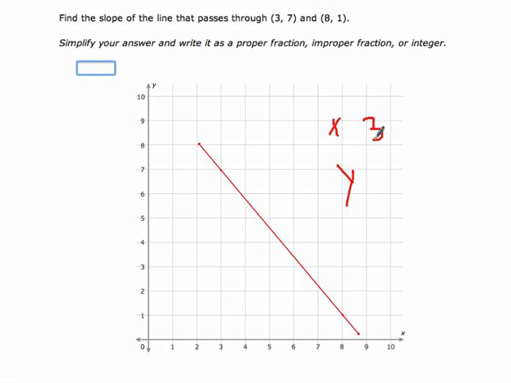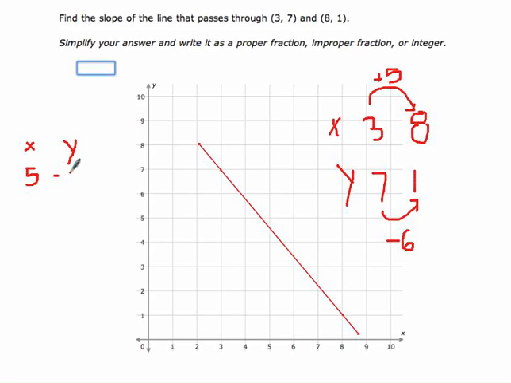When x is 3, y is 7. When x is 8, y is 1. So when our x increases by 5, our y is decreasing by 6. So if we were to look at this and say change in y over change in x, for every one increase, this time I'm just going to do a different strategy. When x is 5, I can make a little table here, y is -6.